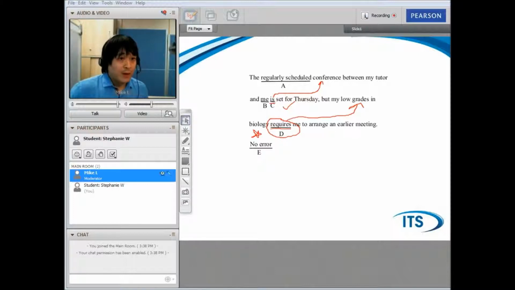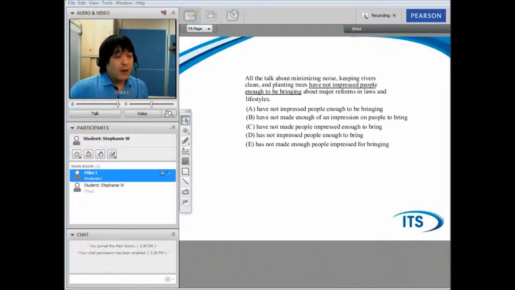Now finally, the second part of the writing section that we're going to have to use this skill for is the improving sentences. Here we want to choose the answer choice that best replaces the underlined part of the sentence. So let's read it. "All the talk about minimizing noise, keeping rivers clean, and planting trees have not impressed people enough to be bringing about major reforms in laws and lifestyles." You may not be able to see the error right away.